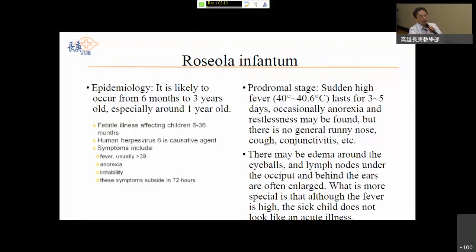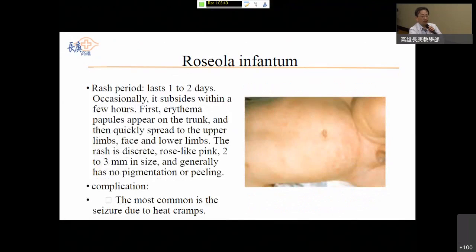So most likely, when you see a fever for about 3 days, 72 hours, and then the fever gradually improves but a skin rash comes, most likely it's caused by Roseola infantum, okay? And for Roseola infantum, the rash it causes mostly lasts 1 to 2 days.